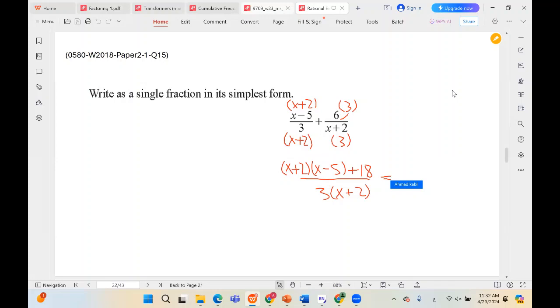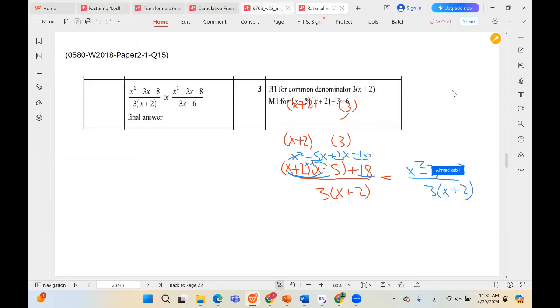Now we expand. So if we expand the two brackets, we get x times x, which is x power 2, minus 5x plus 2x minus 10. So x squared, and then minus 5 plus 2 gives us minus 3x. And then minus 10 plus 18 gives us plus 8, divided by 3 times x plus 2. And this is also the correct final answer here.